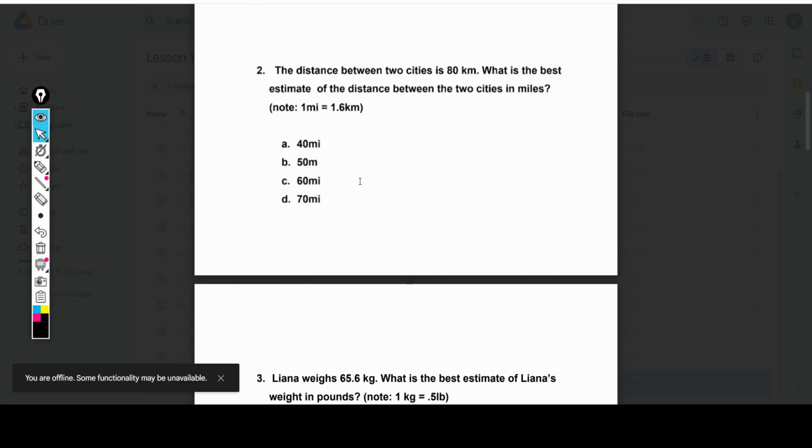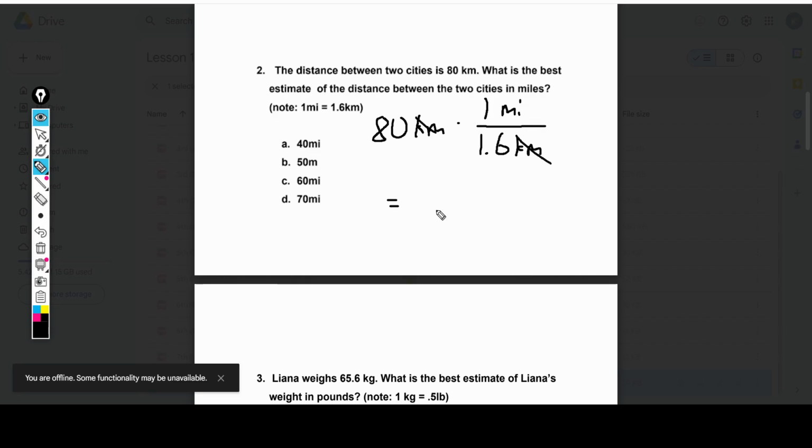And then for our second question, we have the distance between two cities is 80 kilometers, and then we want to convert this into miles, using this estimate of 1 mile is about 1.6 kilometers. So to do this, we will convert 80 kilometers and multiply by the conversion factor. We want the kilometers to be at the bottom because we're trying to cancel these, and we want the miles to be at the top therefore. So these cancel, and then we just get 80 divided by 1.6 miles.